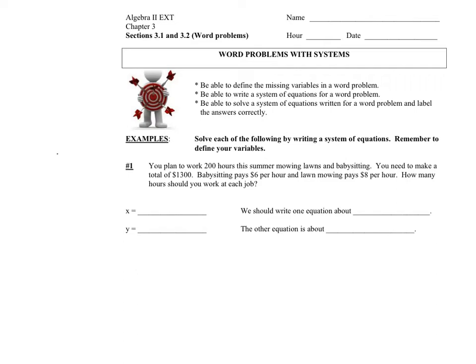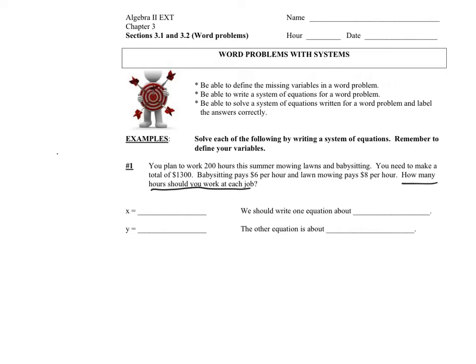So we look at the word problem. It says you plan to work 200 hours this summer mowing lawns and babysitting. You need to make a total of $1,300. Babysitting pays $6 per hour and lawn mowing pays $8 per hour. How many hours should you work? So if you look at the last sentence, how many hours should you work? That's where we're going to find out what our variables are.